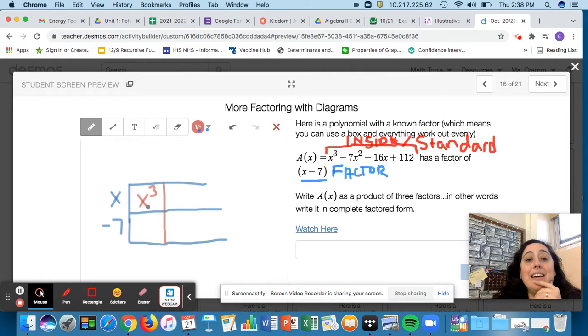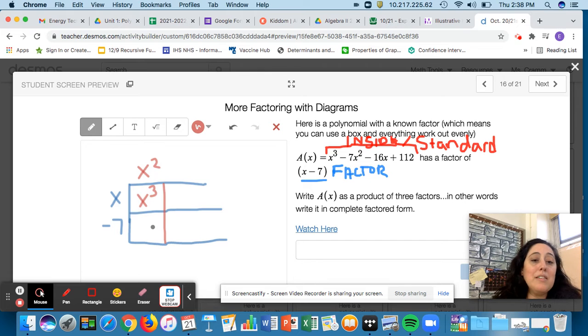We can do this in a different color, it's fine. All right, so x times what would give me x to the third? Hopefully you're saying x squared. So I'm just asking myself, what term do I have to multiply by what I already know? I already know this x is here. What do I have to multiply that by to get x to the third? Okay, great. So x squared.